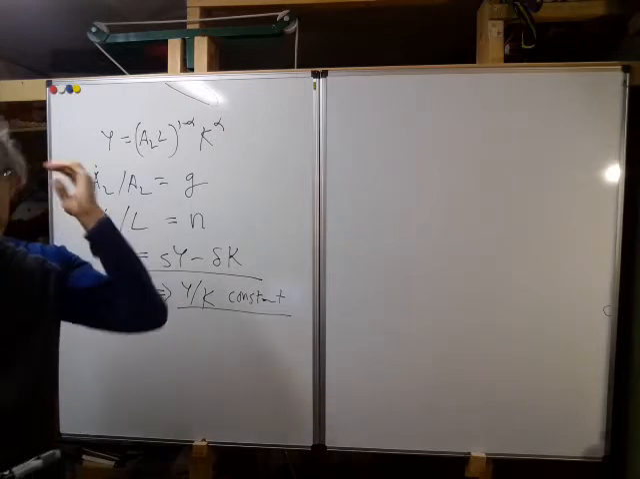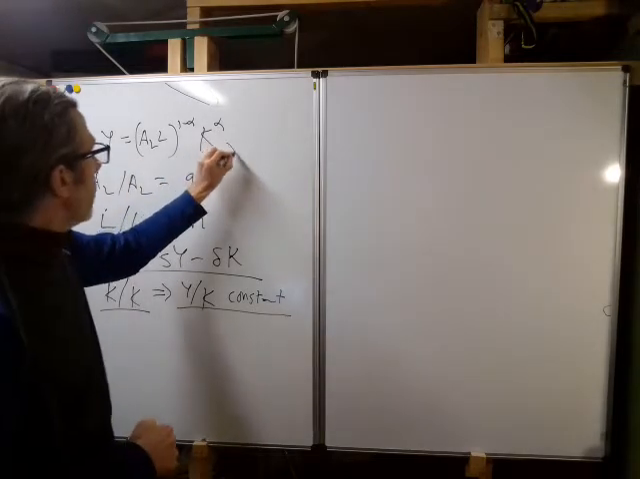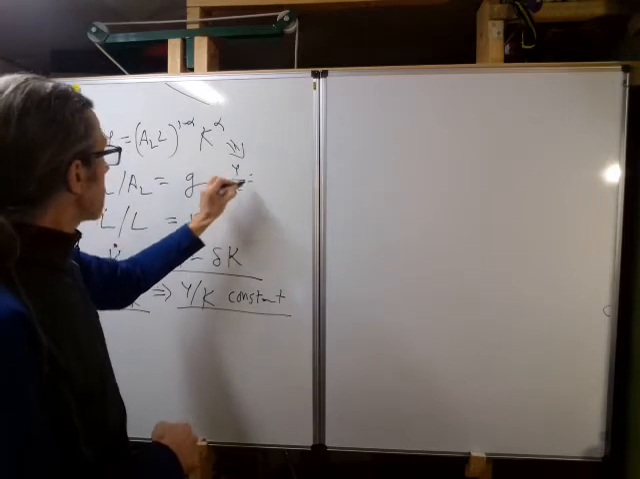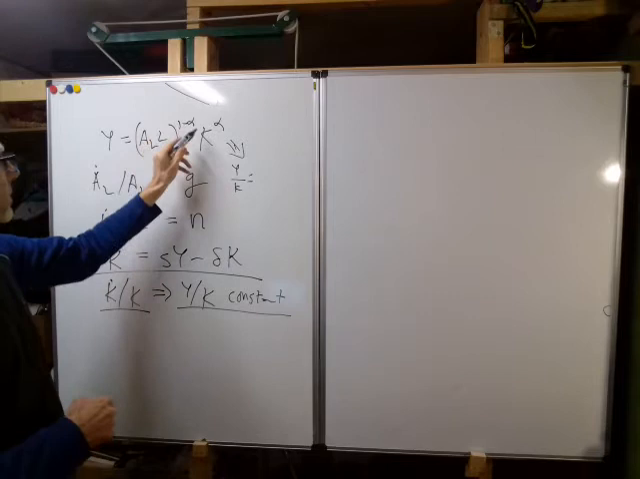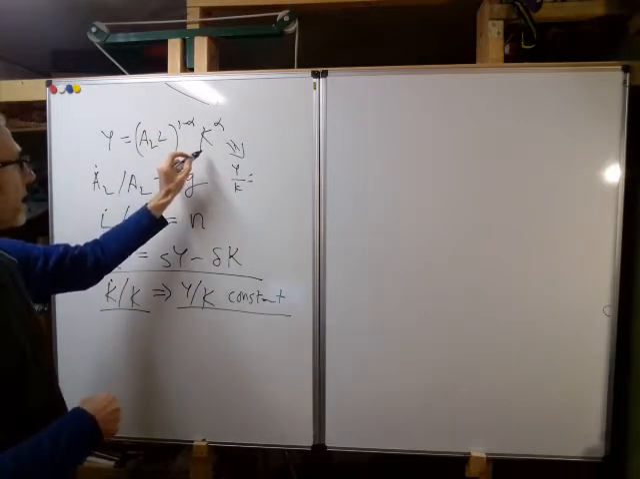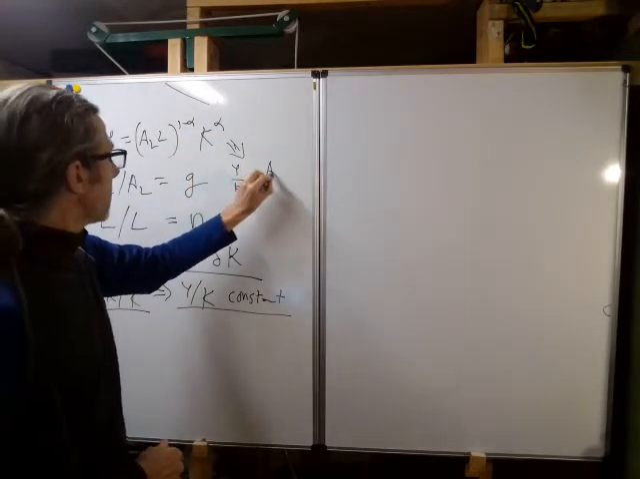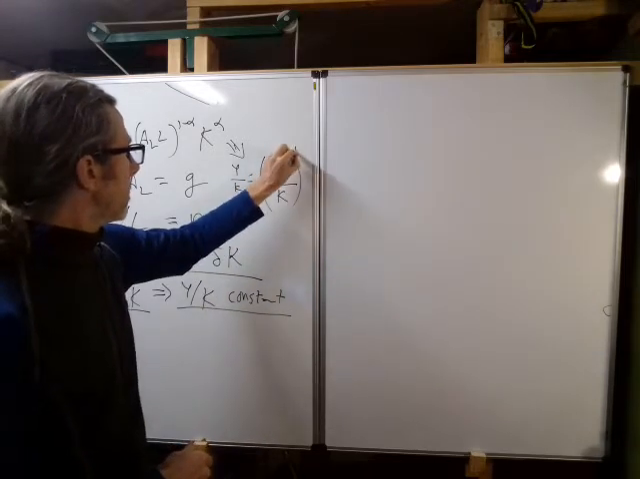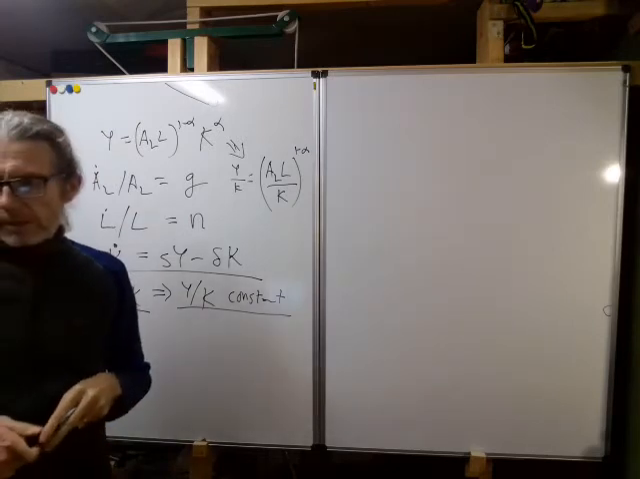So if y over k is constant, what does that tell us? Well, this equation says y over k is equal to AL to the 1 minus alpha times k to the alpha over k, which is k to the alpha minus 1, isn't it? So we can write y over k is AL over k, all to the 1 minus alpha.